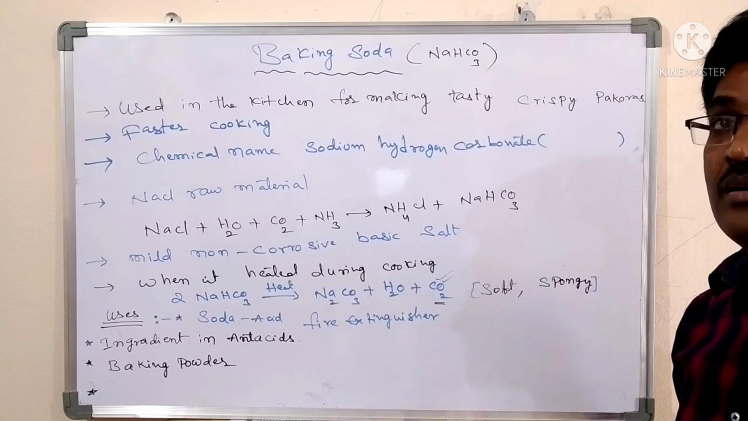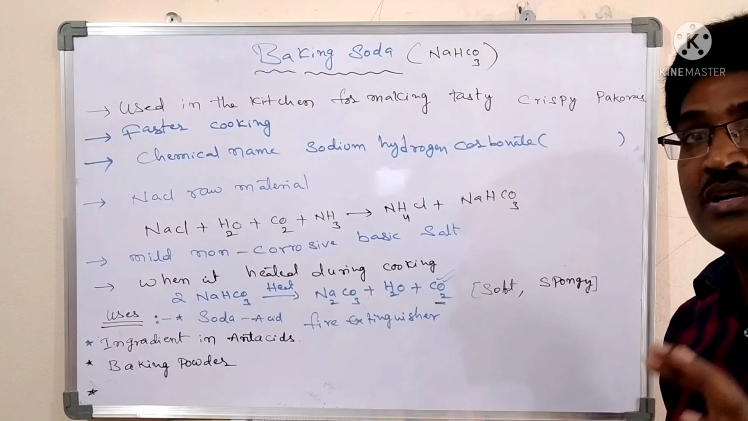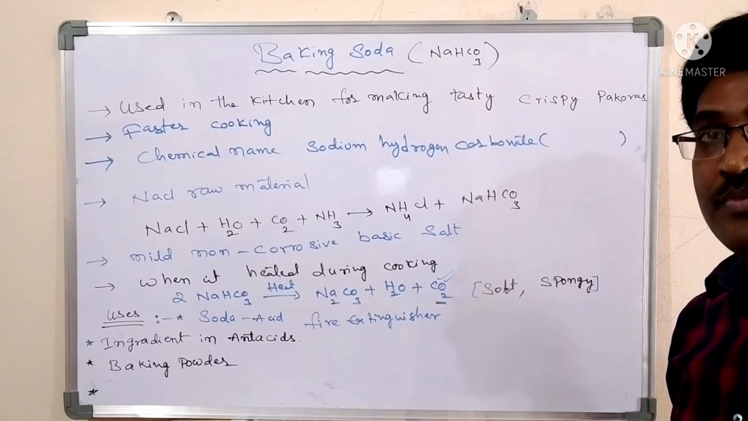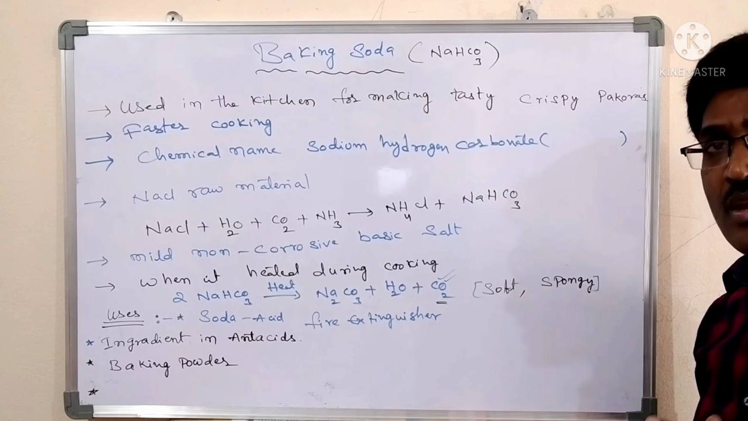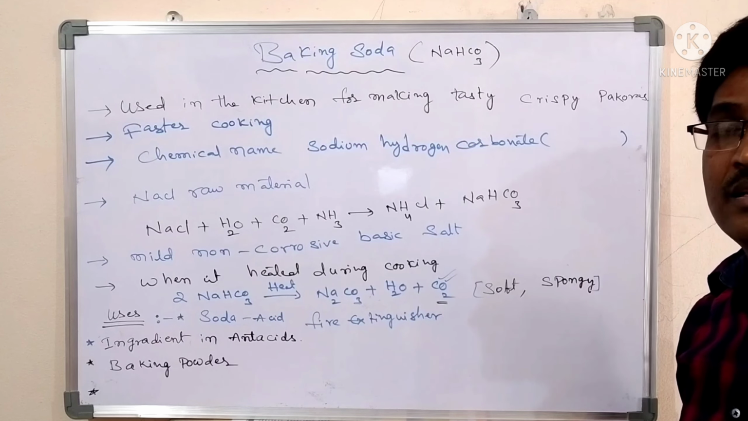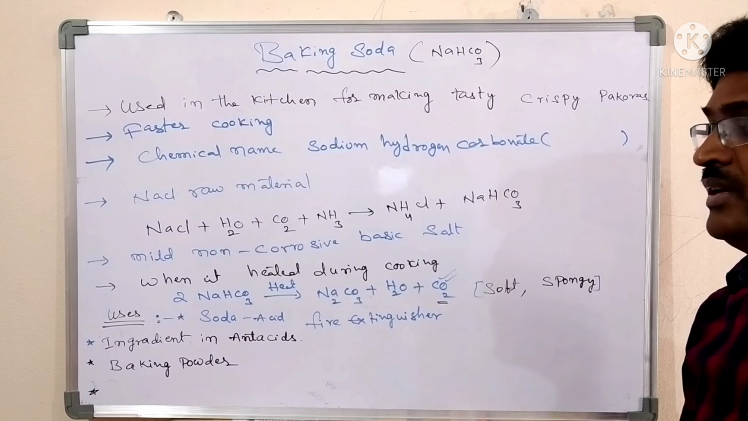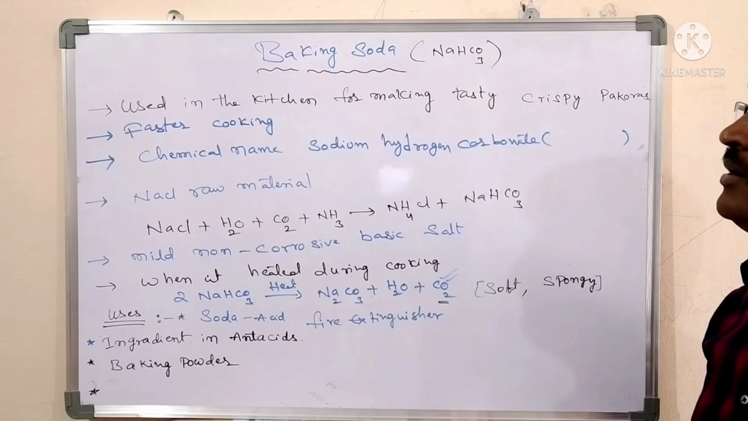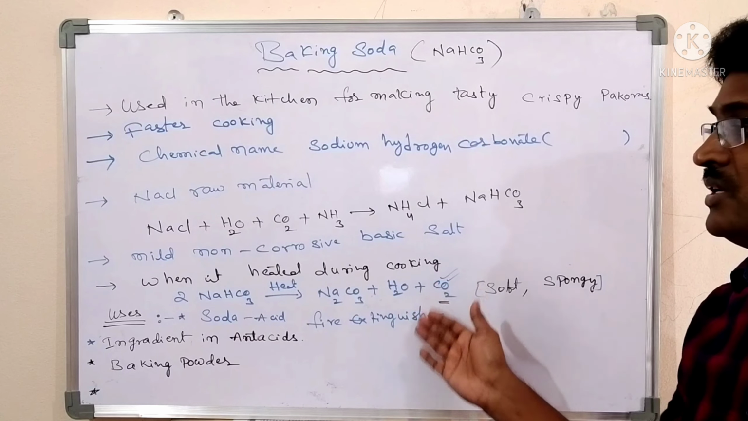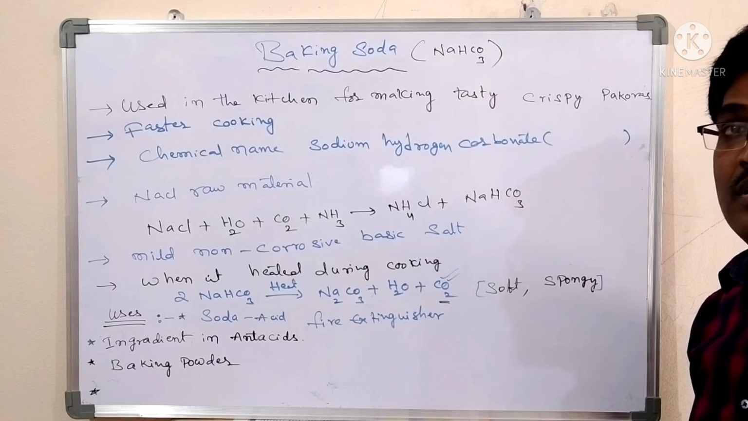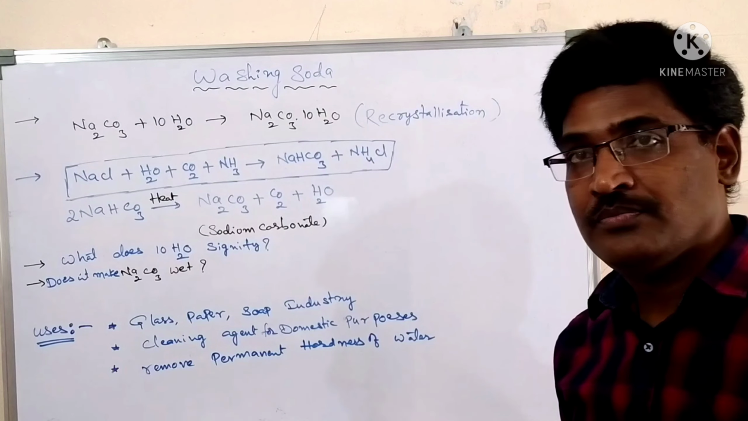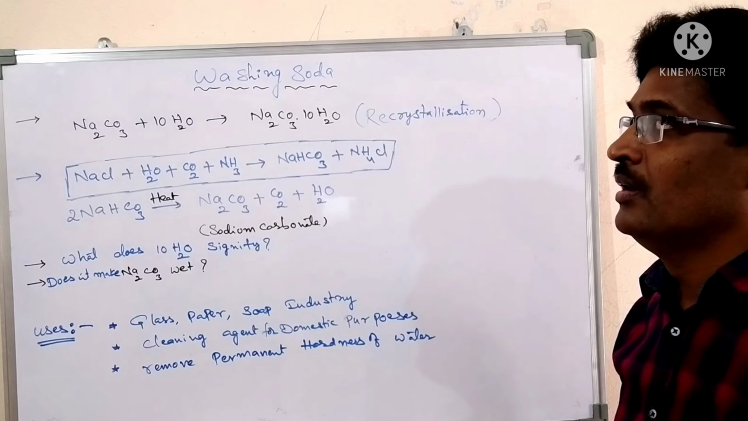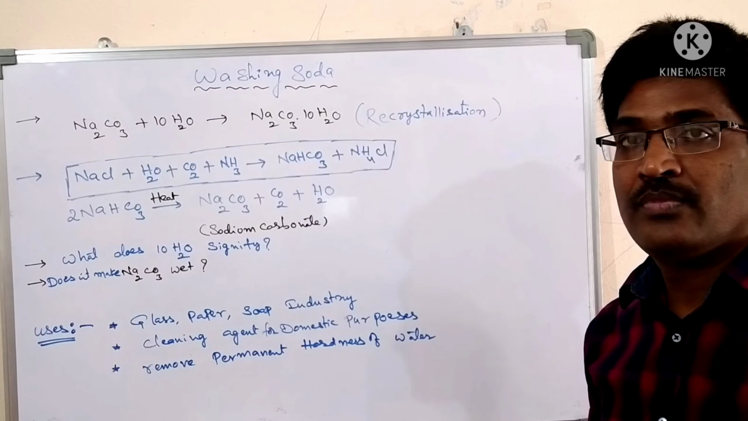And also baking soda we can use in preparation of baking powder. Yes, how is baking powder prepared? Baking powder is prepared by baking soda plus tartaric acid. Okay, these two are combined, which gives baking powder. Okay, these three are the uses of baking soda. Baking soda preparation and uses.